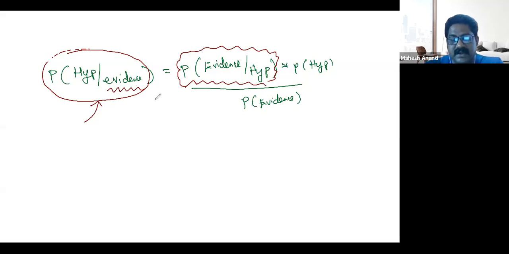To understand this, let me take a simple example so that we can appreciate Bayes theorem very well. As I told you, Bayes theorem became very popular the moment it showcased its practical usage in spam email filtering. Let me consider that.